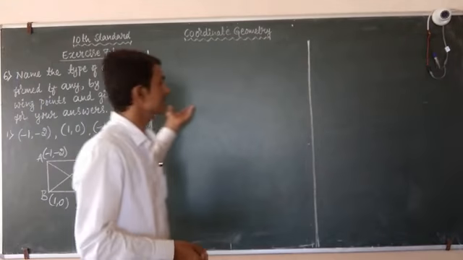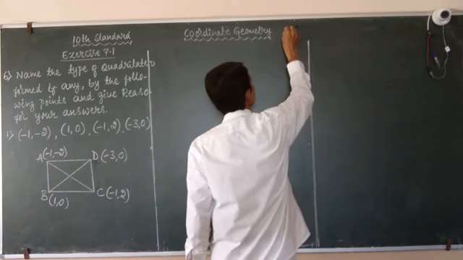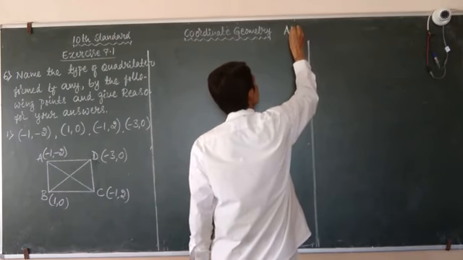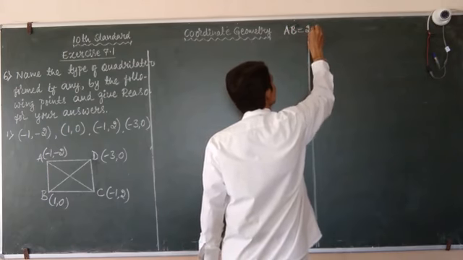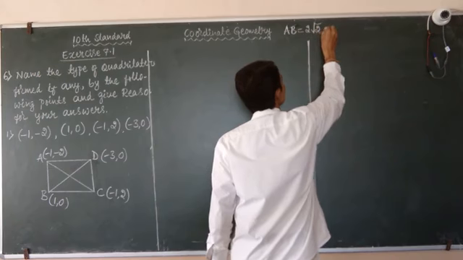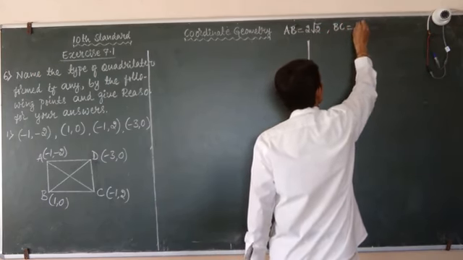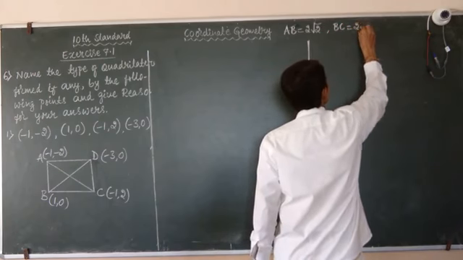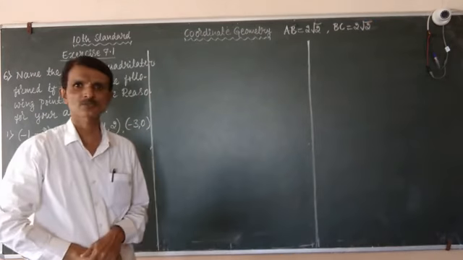So okay students, we have got the length of AB and BC. I will write it here. AB is 2 root 2. So BC is also 2 root 2.